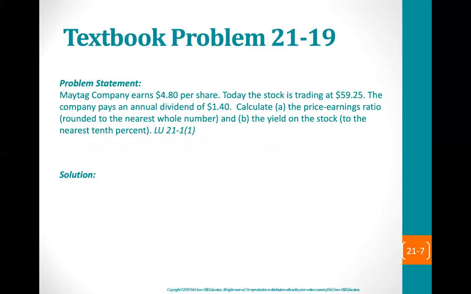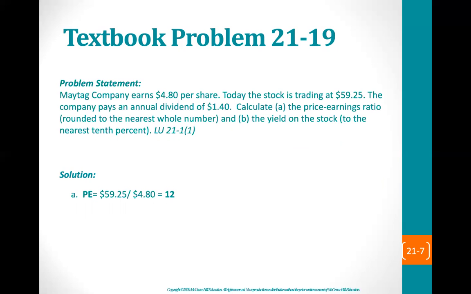So to calculate the price earnings ratio, we want to take the last price per share of stock and divide it by the annual earnings per share. So our last trading price was $59.25, and it tells us our earnings per share was $4.80. So $59.25 divided by $4.80, Maytag has a PE of 12 because it tells us to round to the nearest whole number.